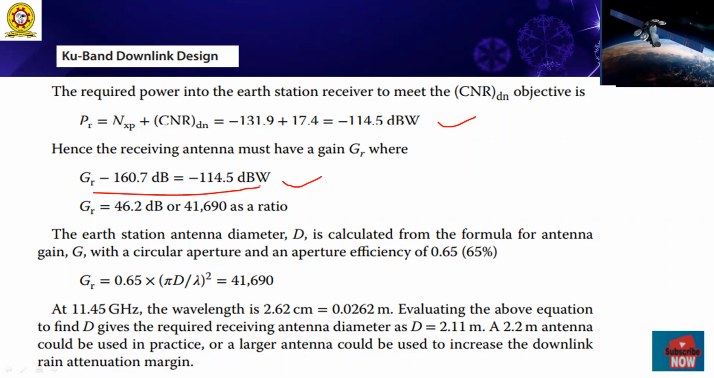By using this empirical formula, we substitute the data in the standard form: GR equals 0.65 times pi D over lambda, squared. So we got 41690, and from there we are able to get the diameter of the receiving antenna. D equals 2.11 meters. The same problem can be done with other parameters. So take a snapshot.